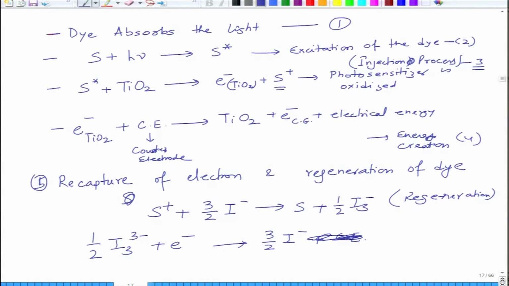So, this is the overall principle of operation. First is light absorption by the dye, then we have excitation which results in electron production. This electron travels through the TiO2 because TiO2 is an n-type conducting material, so it happens through n-type conduction. It is a nanostructured TiO2, and nanostructured is needed because it has maximum interfacial area with the dye.